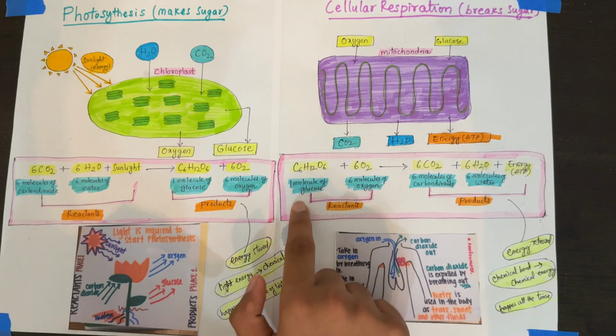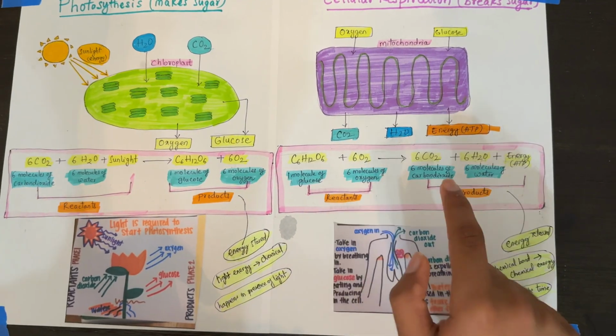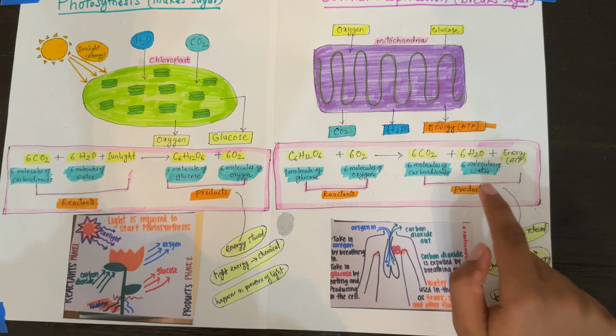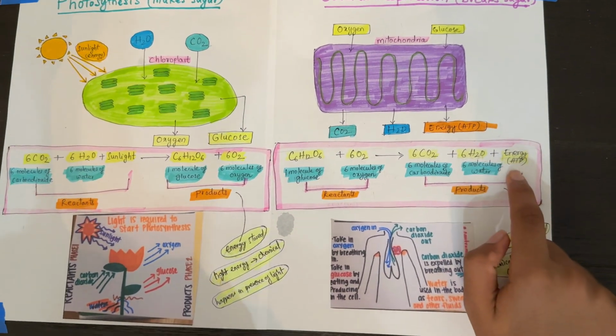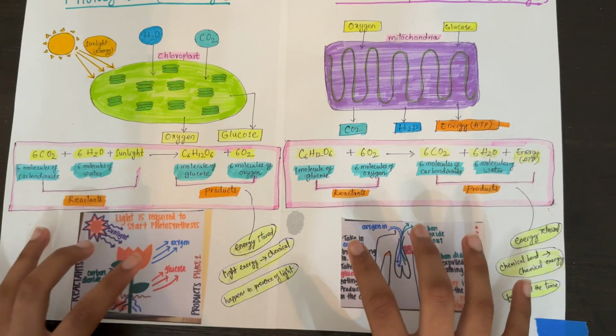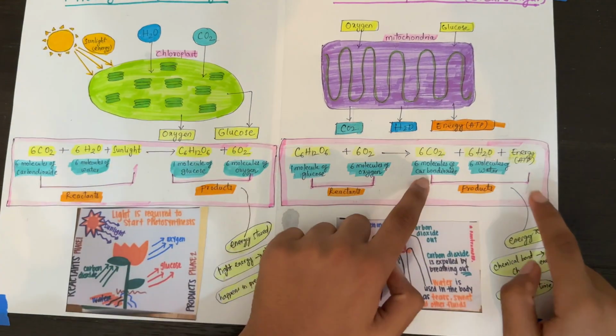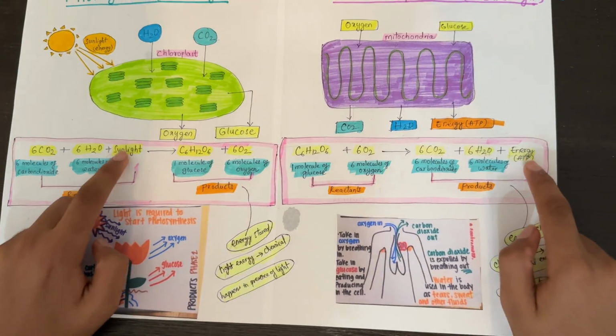So we take 1 molecule of glucose and 6 molecules of oxygen to create 6 molecules of carbon dioxide, 6 molecules of water, and ATP. We can see how these two equations are basically identical to each other. The reactants are basically identical to the products, except the sunlight energy is replaced.